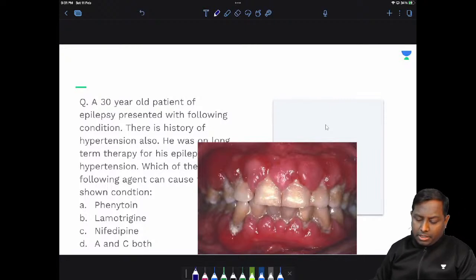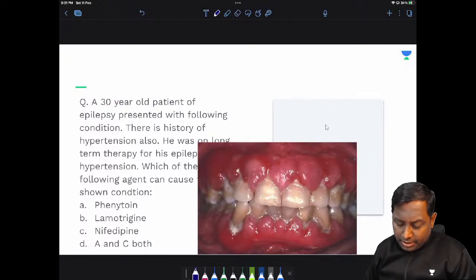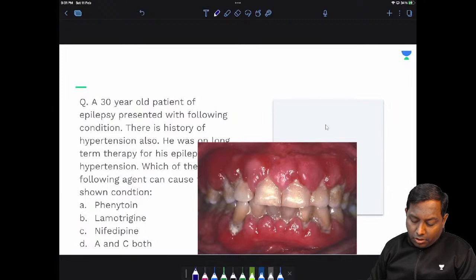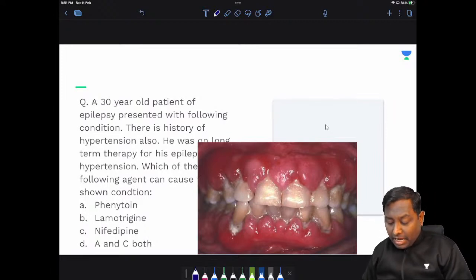A 30-year-old patient of epilepsy presented with the following condition. There is a history of hypertension. He was on long-term therapy for his epilepsy and hypertension.